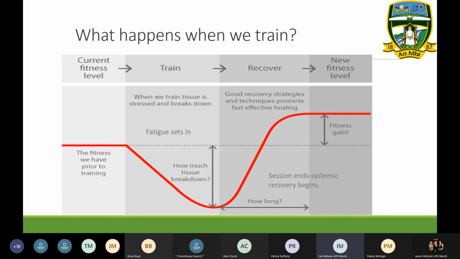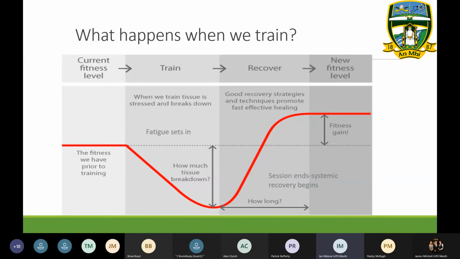As you can see, the current level of fitness, or baseline, starts off as just a horizontal line, and that's the fitness we have prior to our training. When we actually do the training itself, that line starts to go down. By the time you get to the very bottom of that loop, that's when your training has ended. That's when fatigue sets in. So you're at a lower level of fitness than you were before you started training.